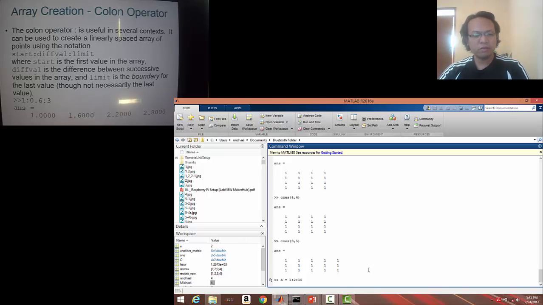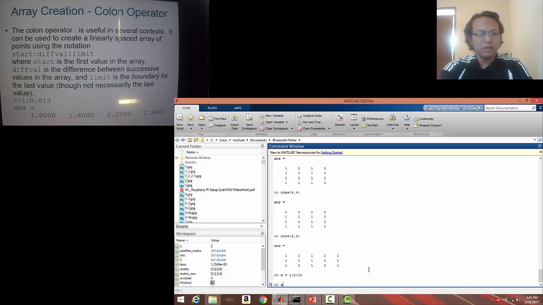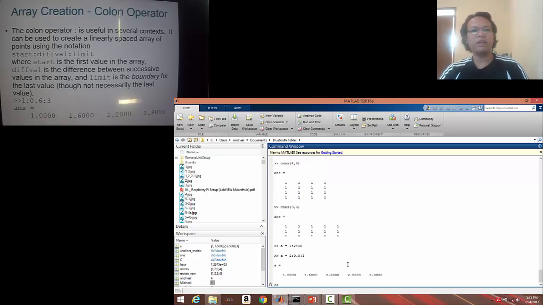Okay, so let's try to escape with Control C. Okay, let's do it again. A is equal to 1, let's just copy that one, 0.6 or 0.5, that's better, and then to 3. Okay, here we have 1, 1.5, 2, 2.5, 3. So this one is the starting number, this is the interval, and 3 is the final number. So that is the limit. Okay, so that is the colon operator.